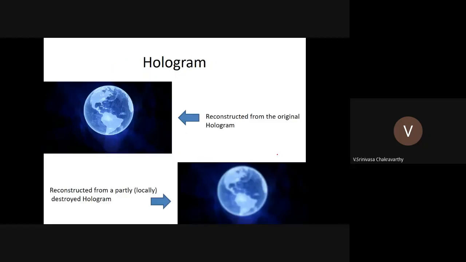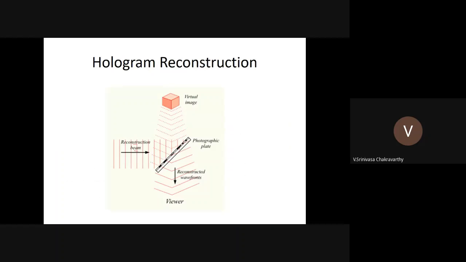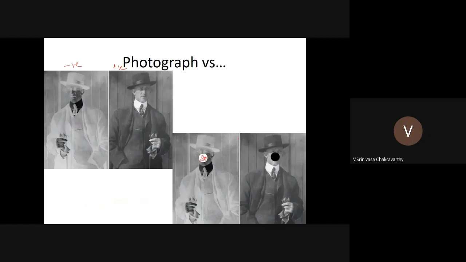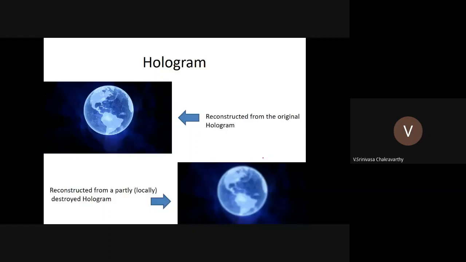Whereas with a proper hologram, you take the holographic film and damage a little part of it somewhere, and you reconstruct the hologram. You won't see a local damage like what you see in a developed photograph, but you will see the whole thing degraded. So the local damage is distributed, and you still see the whole picture.